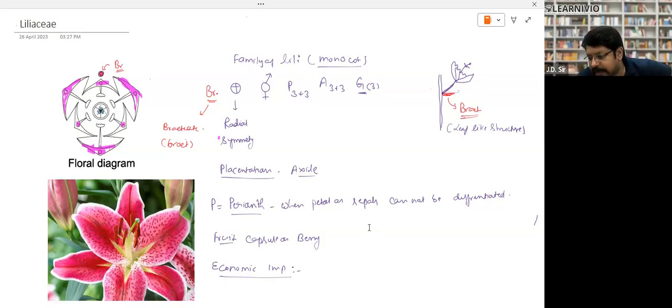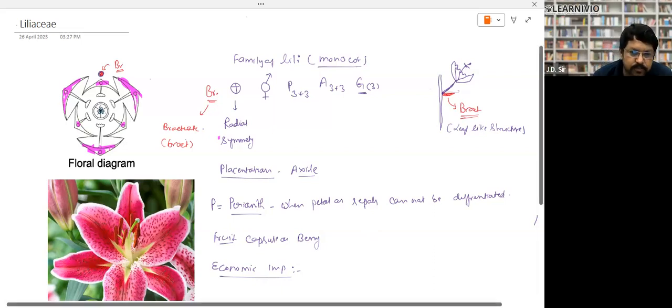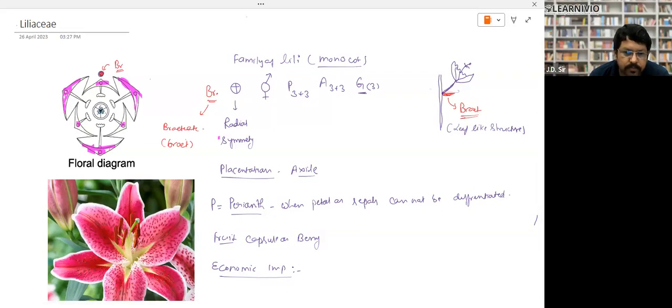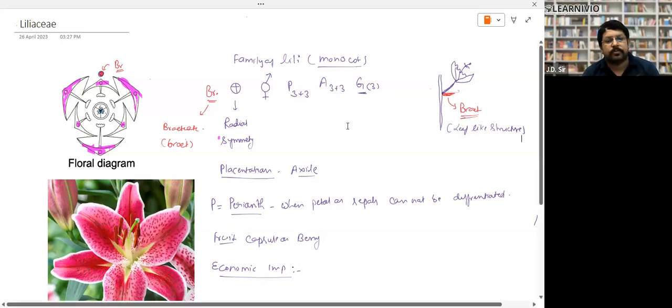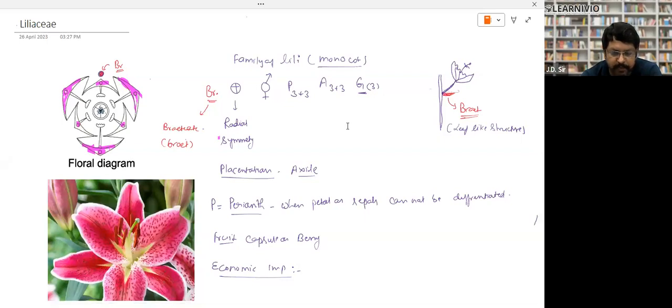Go through your NCERT and let me know if you have any doubt in any point, any heading, any subheading. In the next 5 minutes, please confirm. Then the next chapter is the 6th chapter, anatomy of flowering plants, and we will start. All of you, please go through your NCERT and let me know if you have any doubt.